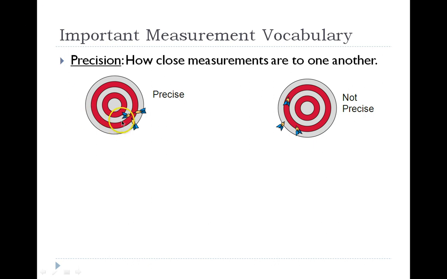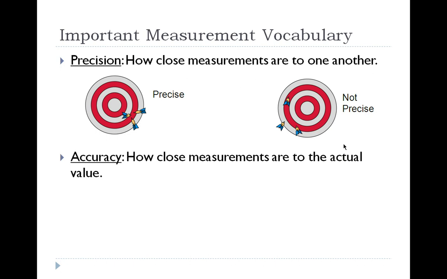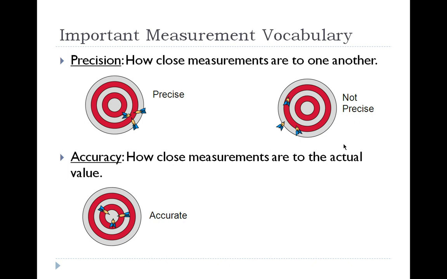So you can see if each of these darts represented a measurement, these are all close together, these are all over the place, you can see what's precise and what's not precise. Accuracy is how close measurements are to the actual value. So the actual value would be, in this case, the dart metaphor, right on target, meaning it's really close to this actual value. And actual value means it's its true value. Now, do we know whether something is exactly its true value? Not necessarily, but we know whether we're close or not.